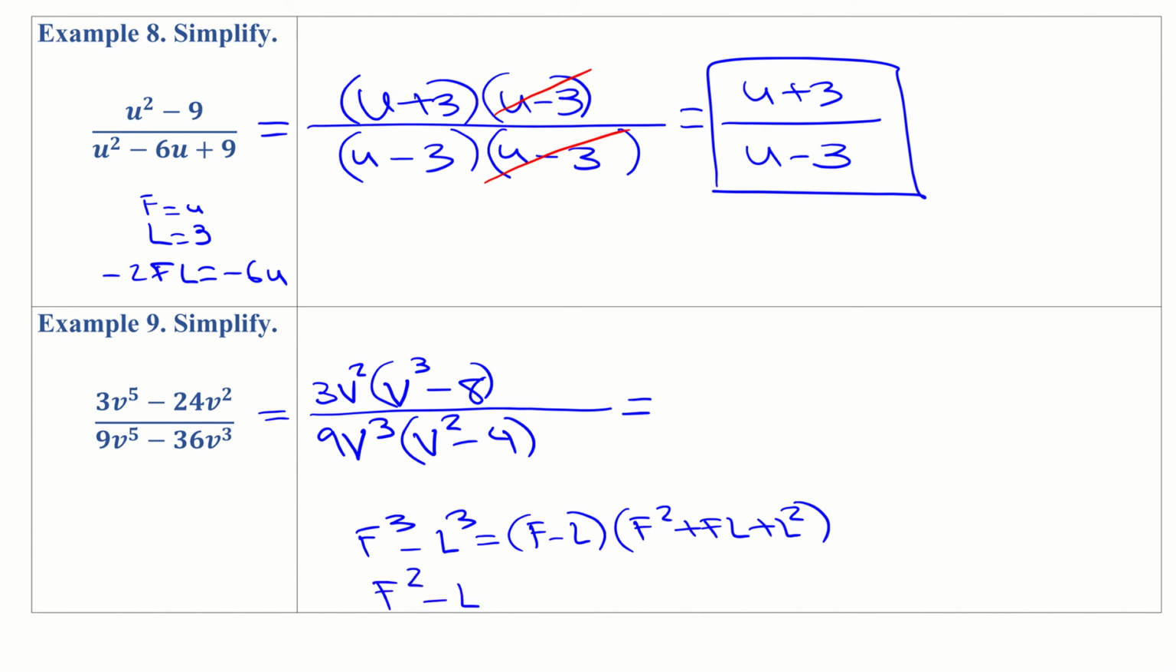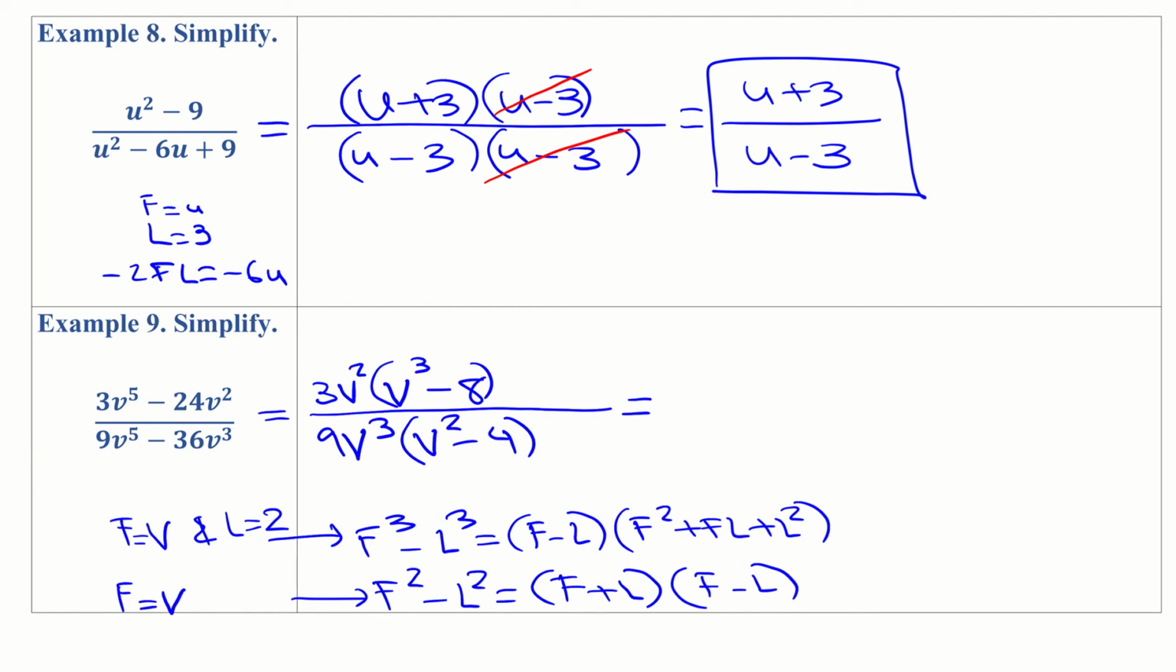For difference of squares, we need this rule, f squared minus l squared equals f plus l times f minus l. For this difference of cubes scenario, our f is being played by v, and the role of l is being played by 2, because that's 2 cubed, right? So v cubed minus 2 cubed. For the difference of squares scenario, the role of f is being played by v as well, and the role of l is also being played by 2. So we're going to apply this rule with f equals v and l equals 2.